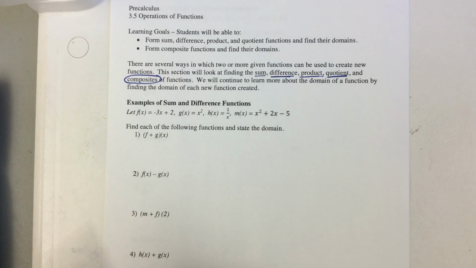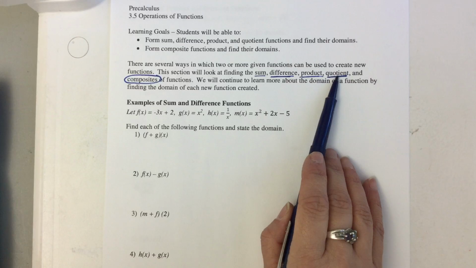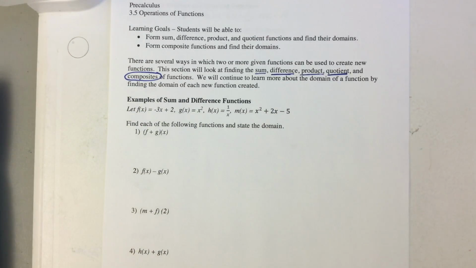Okay, so we'll look at 5 different things. Finding the sum, the difference, the product, the quotient today. Then on Thursday, we'll look at compositions or composites of functions. We will continue to learn more about the domain of a function by finding the domain of each new function that we created, okay? Remember domain, we have 2 limitations. You cannot divide by 0, and you cannot have a negative number underneath the square root, okay?